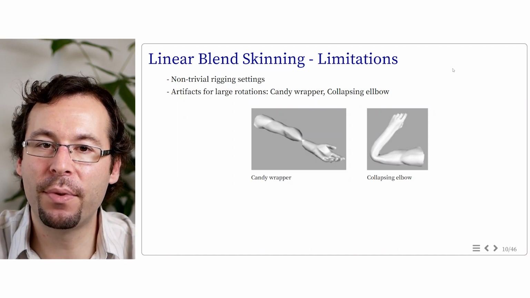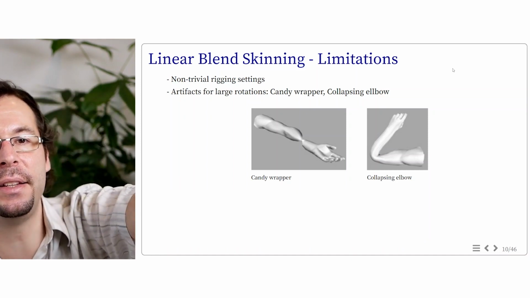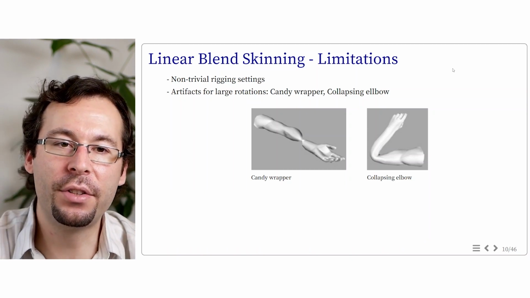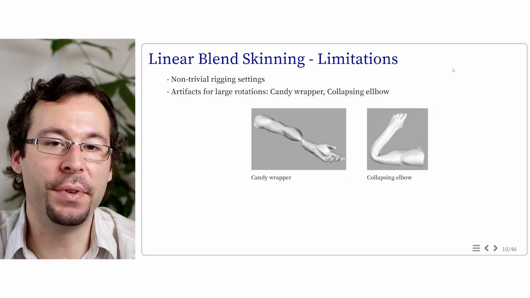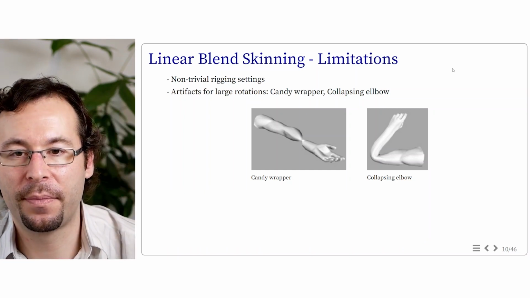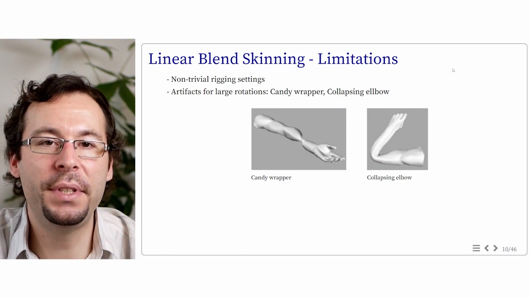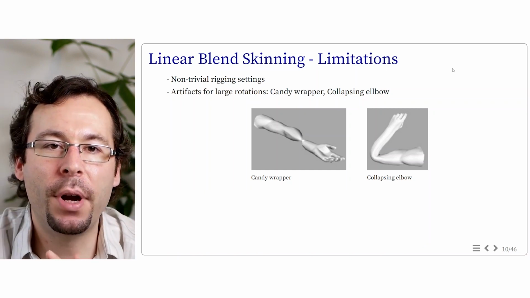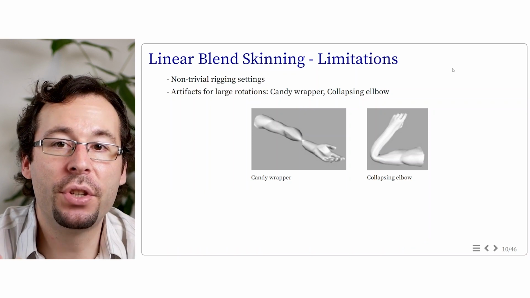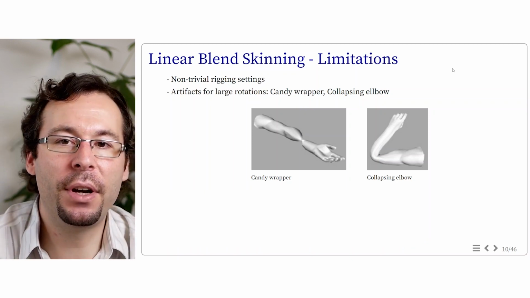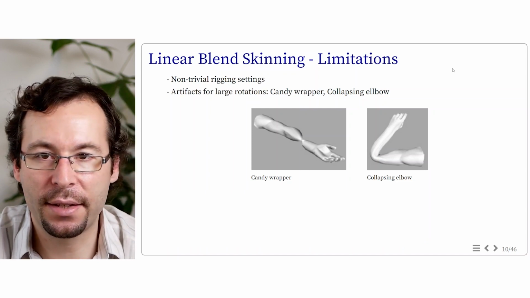The first one happens when we twist a limb by 90 degrees, leading to a singularity in the middle. It's called the candy wrapper effect, because of its similarity to the wrapping paper on a candy. The second is visible when we bend the limb. There is a visible loss of volume around the articulation, which is called the collapsing elbow effect, as it's often visible in the elbow of characters.